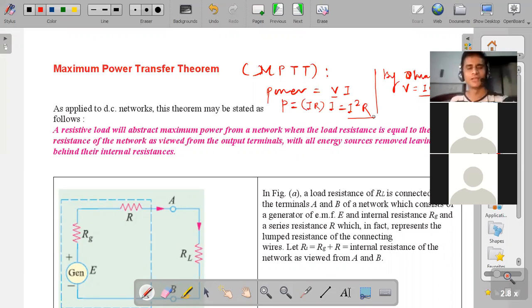And dear student, we need maximum power, maximum efficiency. Understood? For this case, I will explain what is the criteria, what is the condition, what is the requirement to get maximum power from a particular circuit. Now see, the statement.